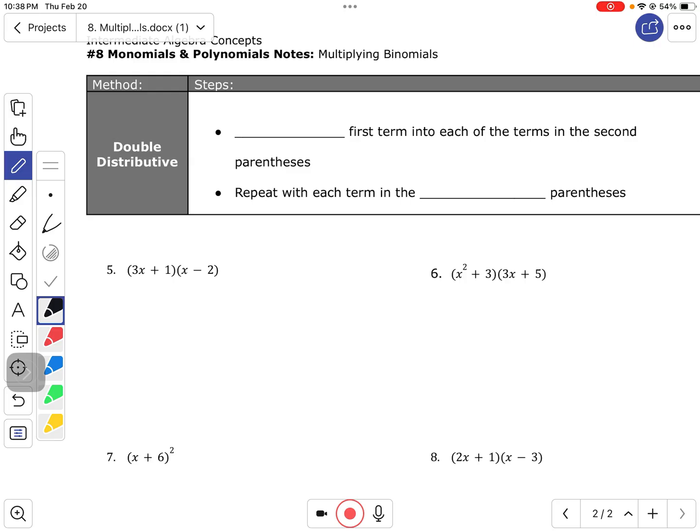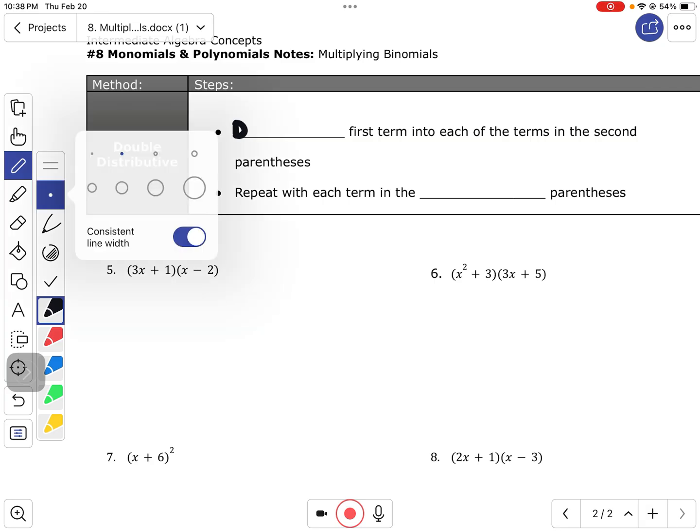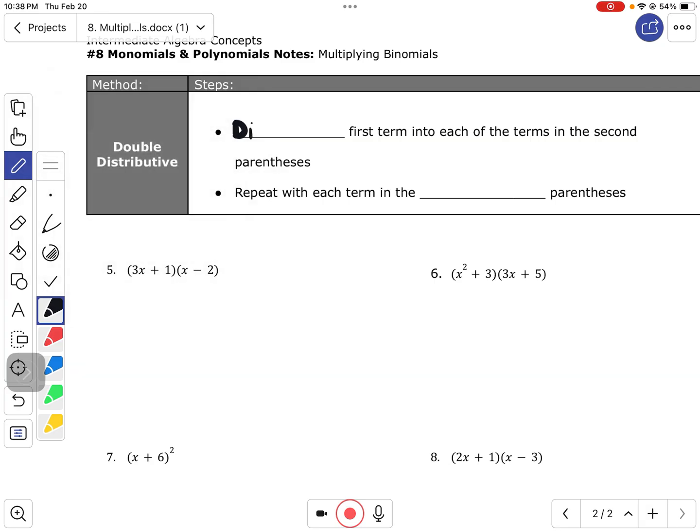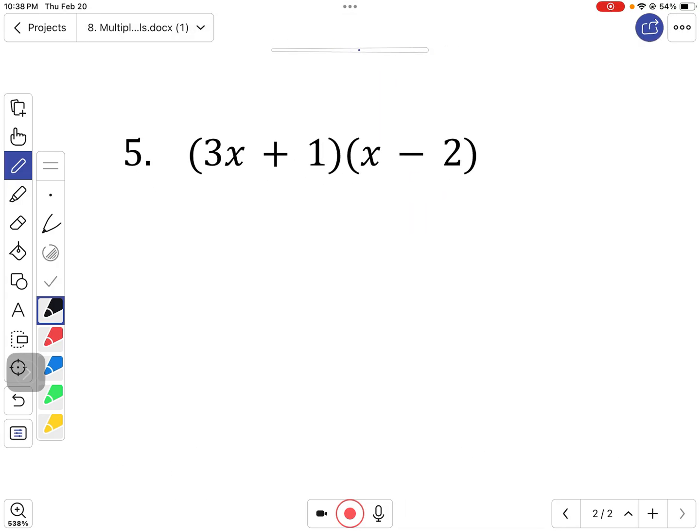So the first thing you're going to do is distribute the first term into each of the terms in the second parentheses. Okay? And then you're going to repeat with each term in the first set of parentheses. So I'm going to show you what that means. Okay? So let me scroll in a little bit. We have 3x plus 1. That's my first part of this problem.